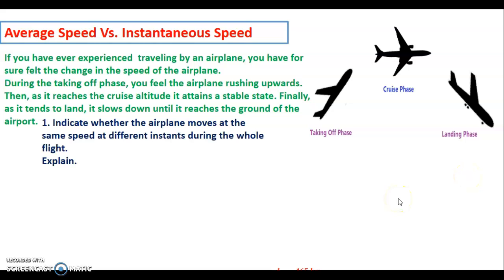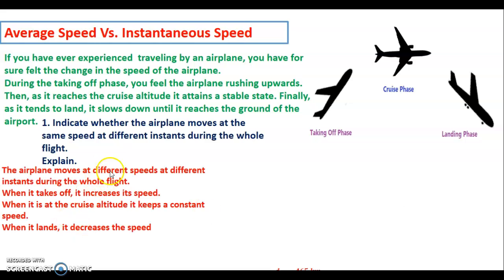1. Indicate whether the airplane moves at the same speed at different instants during the whole flight. Explain. So the airplane moves at different speeds at different instants during the whole flight. When it takes off, it increases its speed. When it is at the cruise altitude, it keeps a constant speed. And when it lands, it decreases the speed because we were given that it slows down.